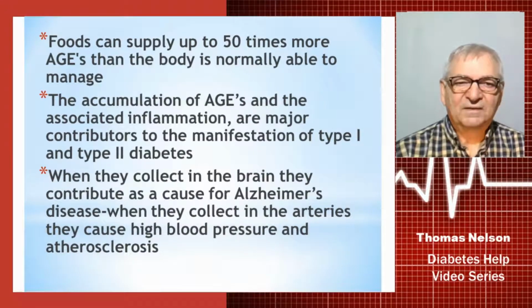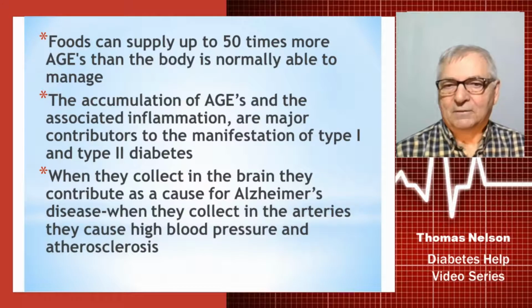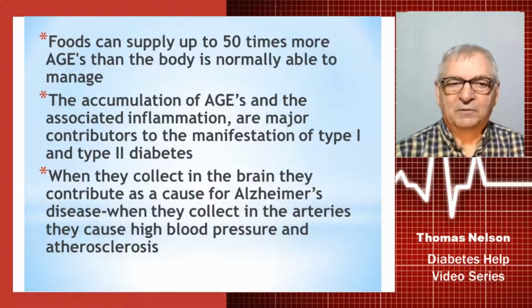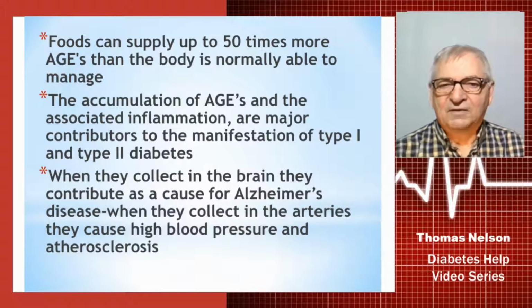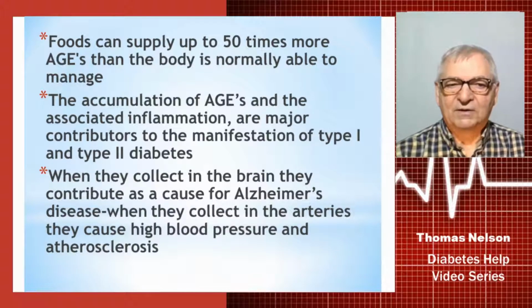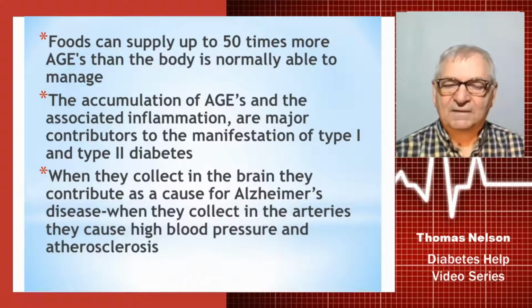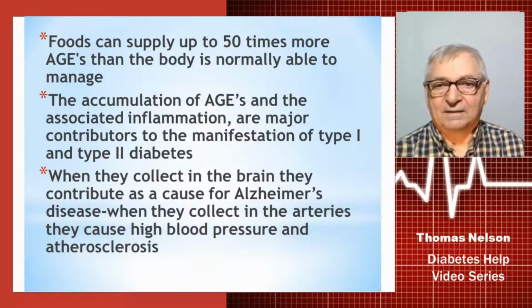So foods can supply up to 50 times more AGEs than your body would normally produce or be able to manage. The accumulation of AGEs and the associated inflammation are major contributors to the manifestation of type 1 and type 2 diabetes and 200 other chronic diseases.